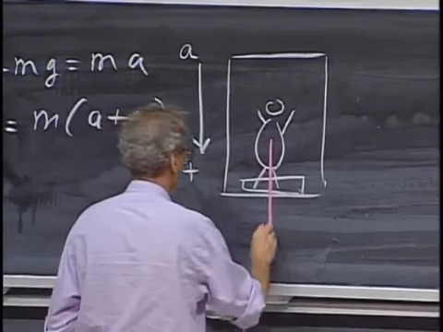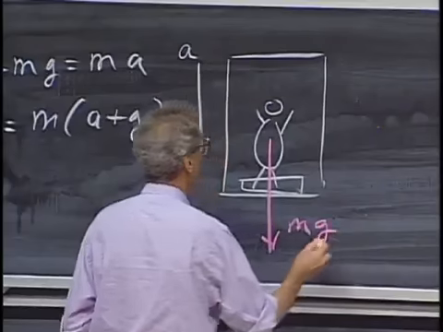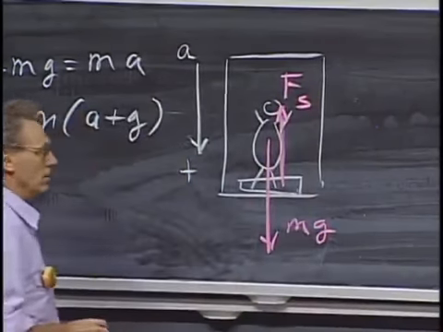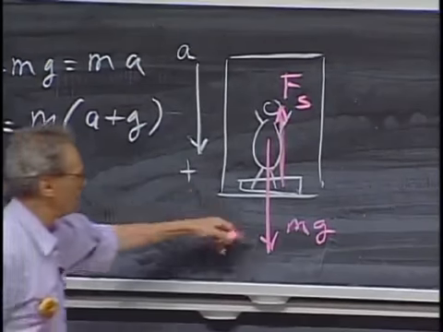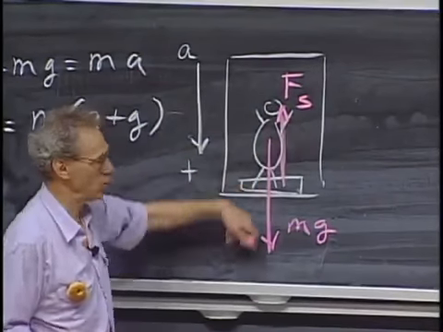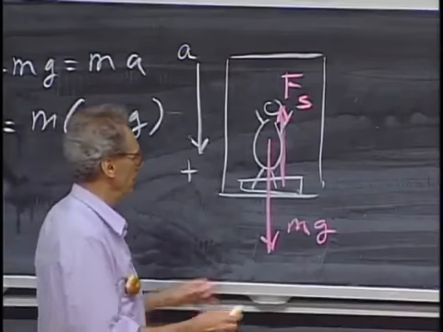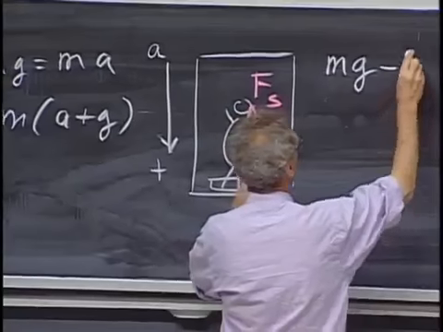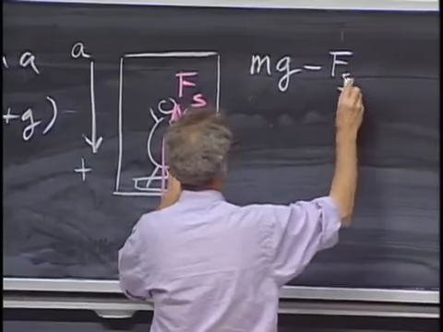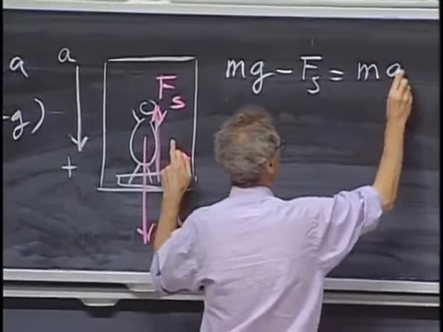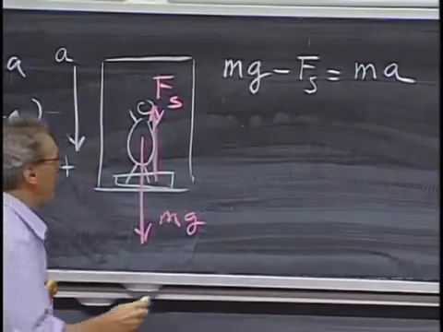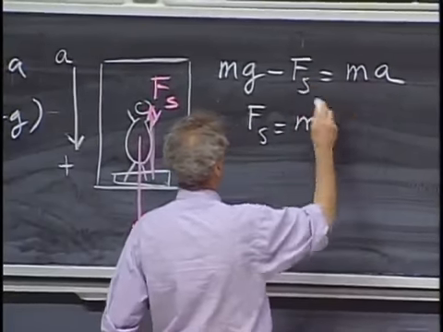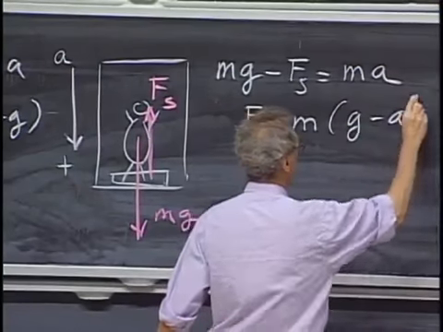So now we have here mg. That is gravity acting upon you. And now you have the force from the bathroom scale. Clearly, mg must be larger than F of s, otherwise you couldn't be accelerated downwards. So if now we write down Newton's second law, then we get mg minus F of s must be m times a. This holds for acceleration down, and so I get F of s equals m times (g minus a).